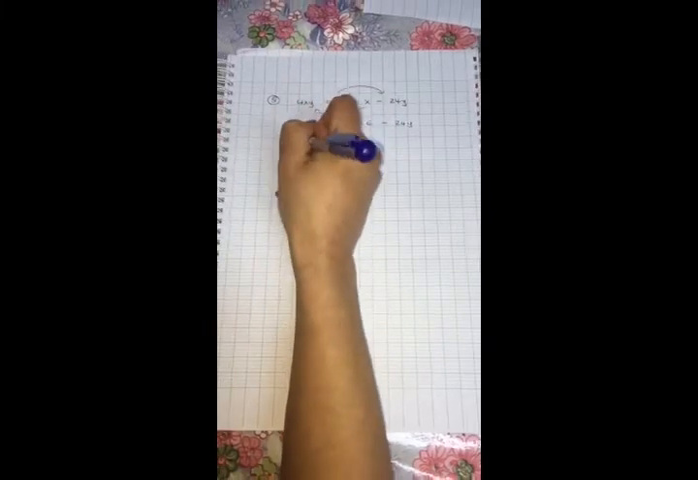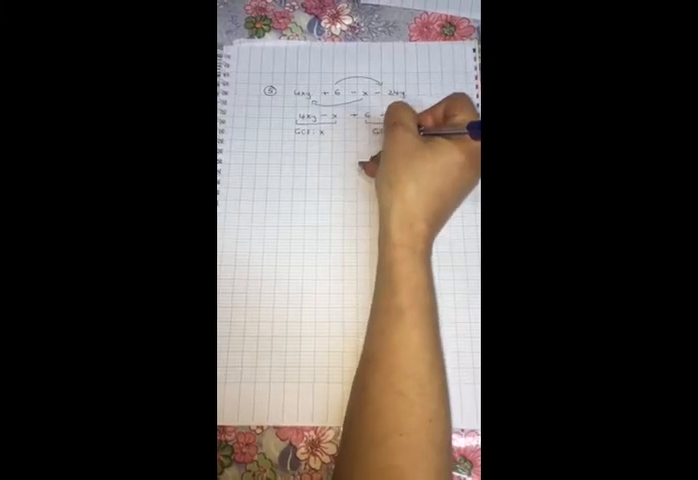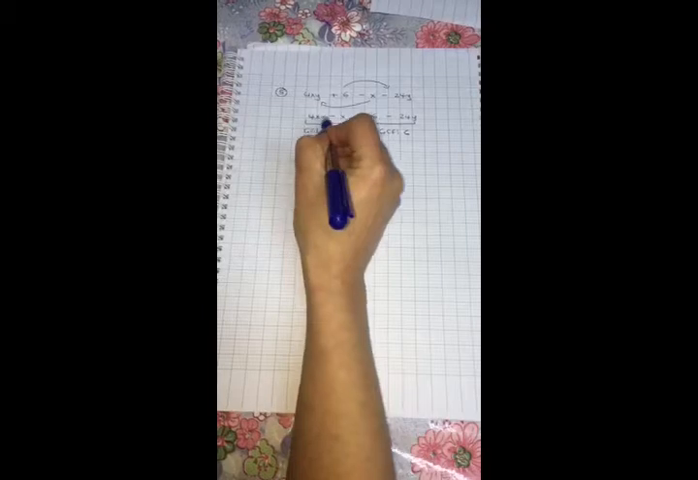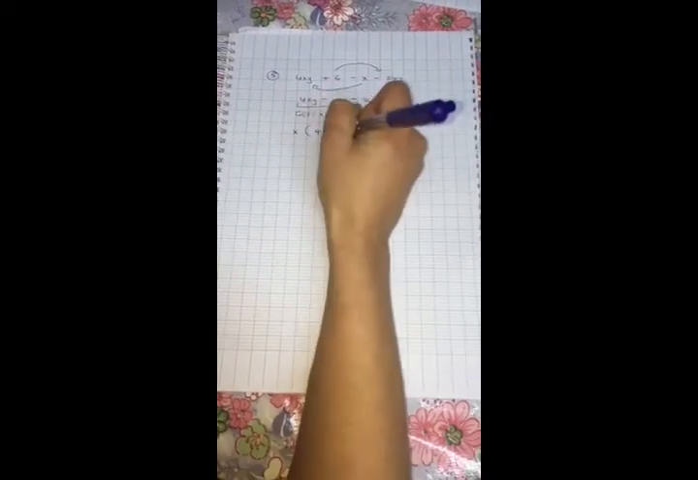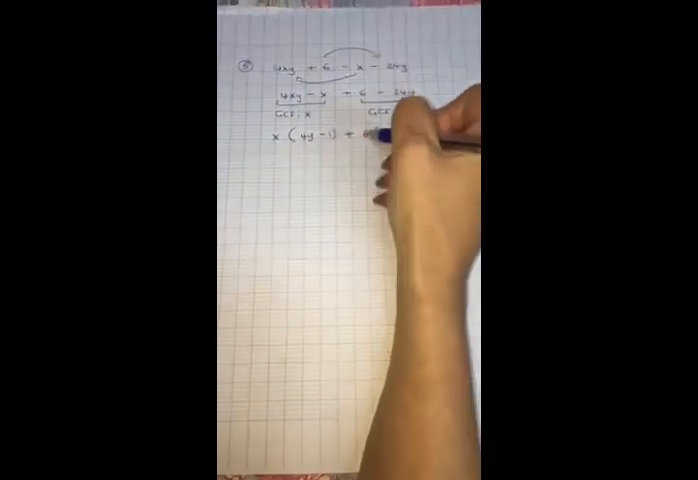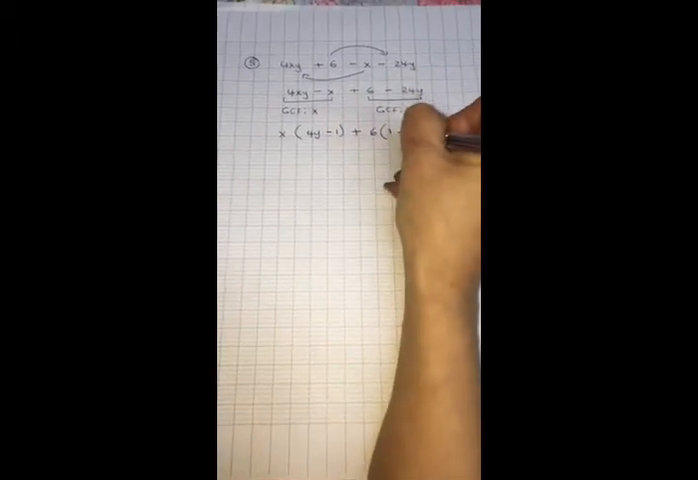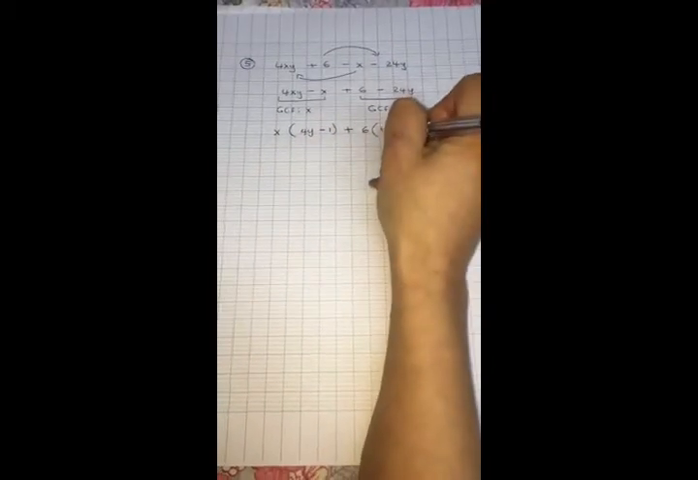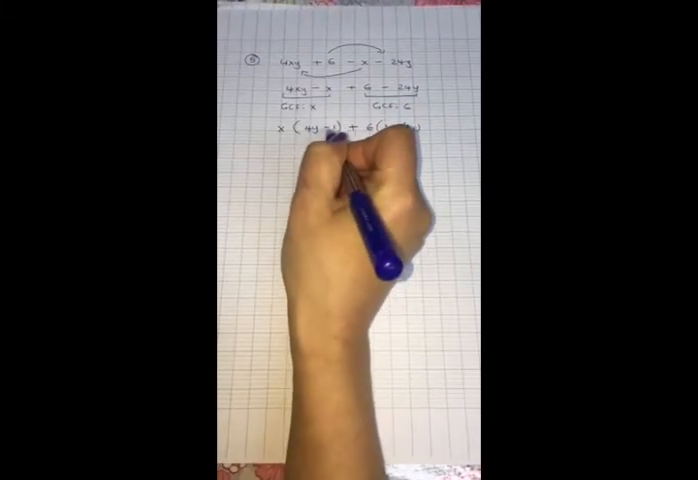Where's my GCF here? It's simply an x. My GCF here is simply a 6. Bring it down, open my parentheses. 4xy divided by x is 4y, minus x divided by x is a 1, plus 6 outside. 6 divided by 6 is a 1, minus 24y divided by 6 is a 4y. Let's look at these two parentheses. Sorry, this is a 4y. Okay? This is 4y minus 1.